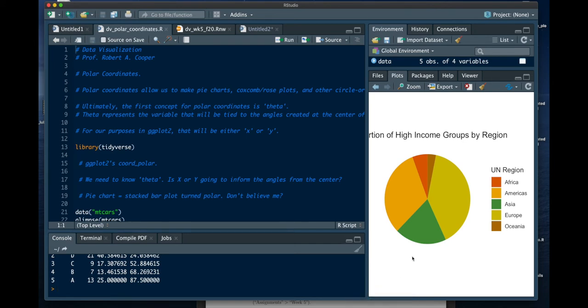So ultimately, the first concept for polar coordinates is going to be the theta, and this is what defines how the angle opens up in a polar coordinate. Theta in this case can be attached to an x variable or a y variable. Those are really your two choices.